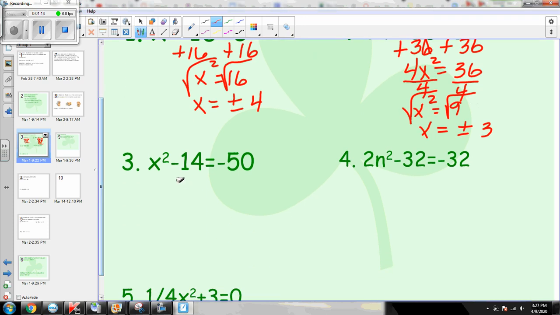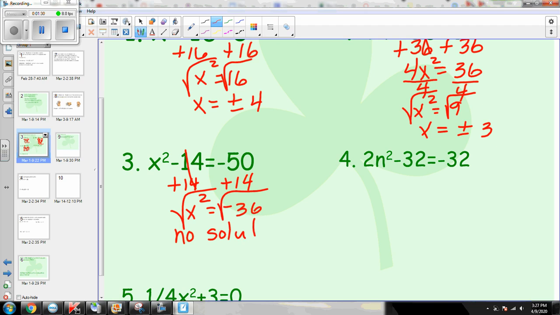On number 3, I need to add 14 to both sides. Once I do that, I'll have x to the second equals negative 36. When I take the square root of both sides, I'm going to have no solution. You cannot take the square root of a negative number. There is no number to the second power that gives you a negative 36, so there is no solution.